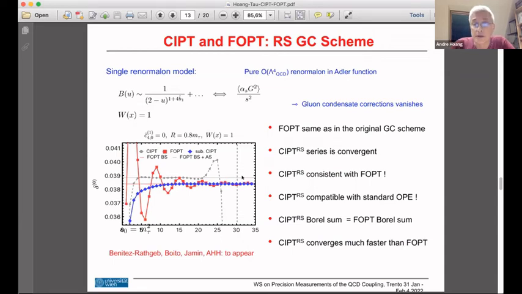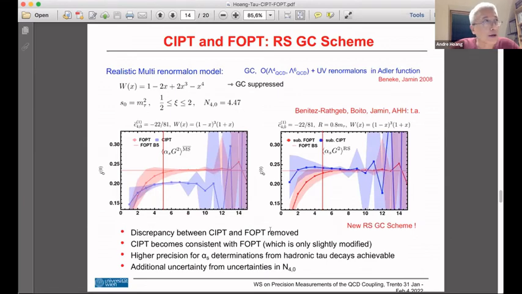So that means that this renormalon-subtracted CIPT is perfectly compatible with standard OPE. Its Borel sum, because the infrared renormalon is gone, is exactly identical to the FOPT, because that's the origin of the discrepancy. And you see that even CIPT converges way faster than FOPT, which is actually a good thing about CIPT. And that's the reason why I don't want to drop it, but I think that it should be applied in a different way. Now we can go and apply this further.